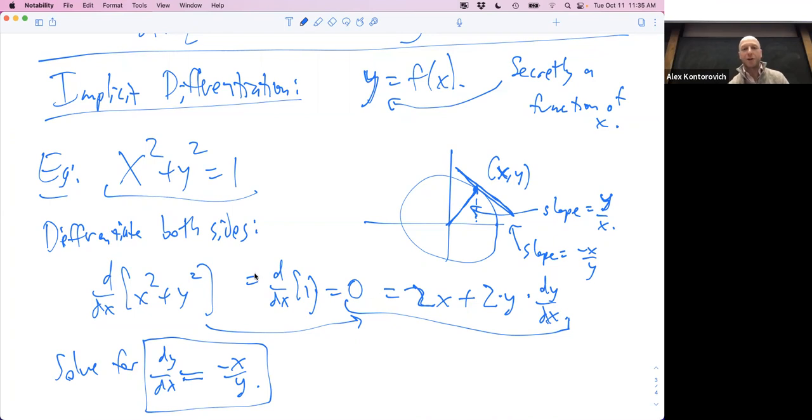The whole thing is equal to 0 because d/dx of the constant 1 is equal to 0. So once you have these two sides being equal, if you differentiate both sides, you get something that involves x's and y's and the derivative of y with respect to x.